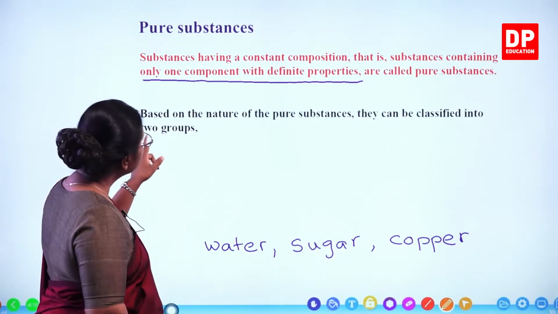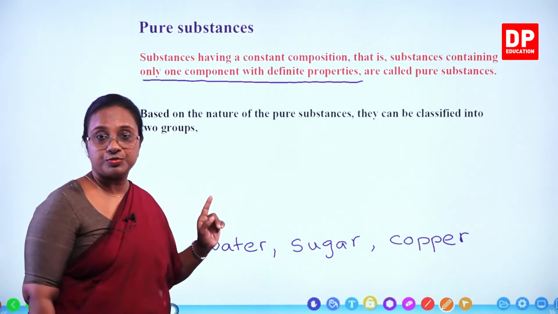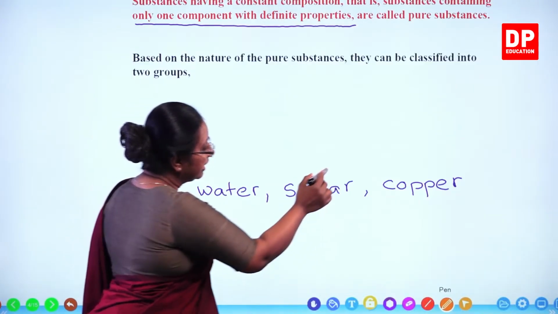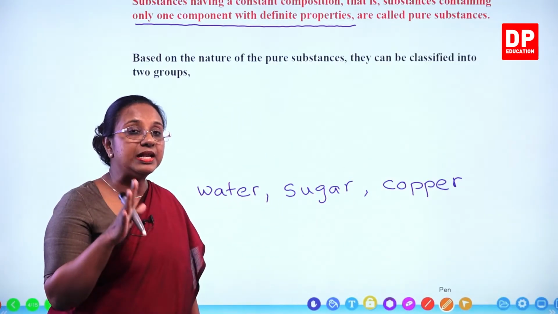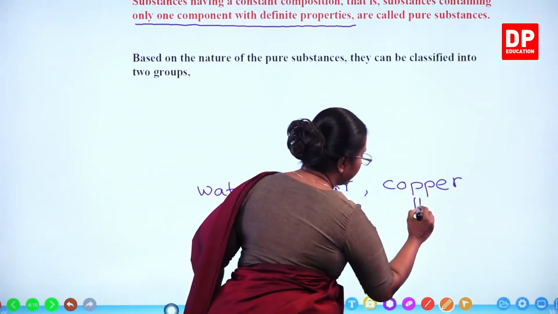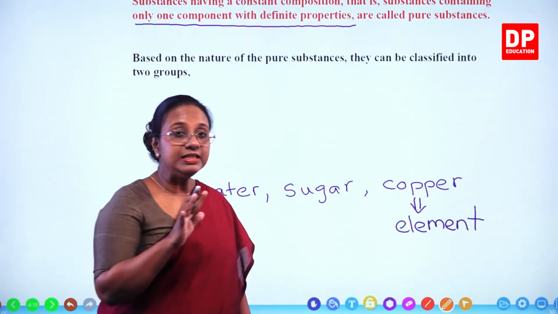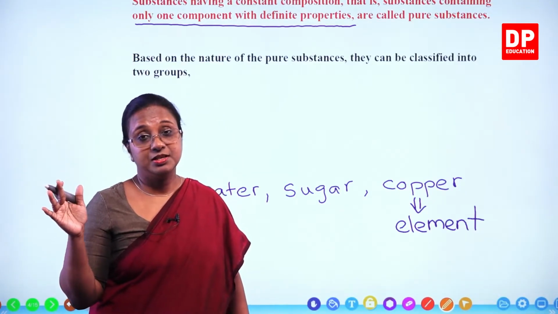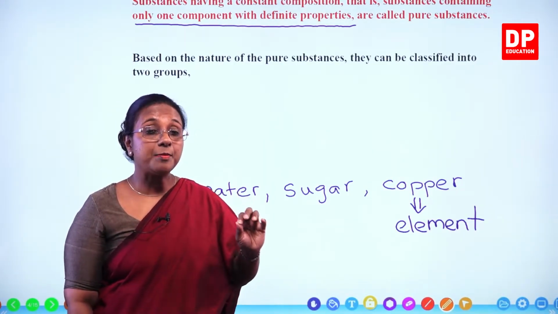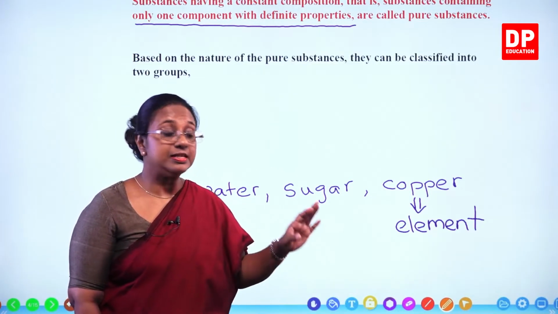So then, based on the nature of pure substances, they can be classified into two groups. So here, if we take these three examples, students, if I say copper, copper is made up of only copper particles. So this copper is actually known as an element. Now like this, there are many elements. These elements again have a definite composition. So that means they are made up of only one type of component with definite properties. So copper is an element.